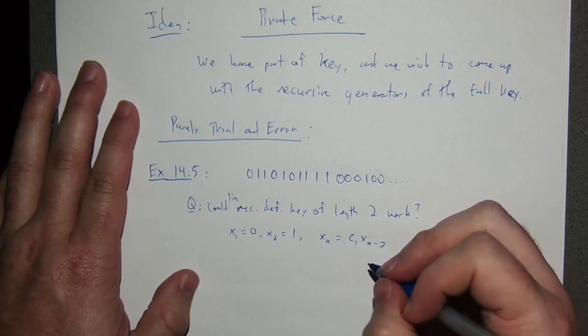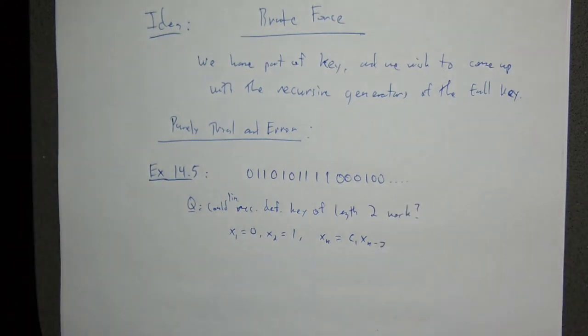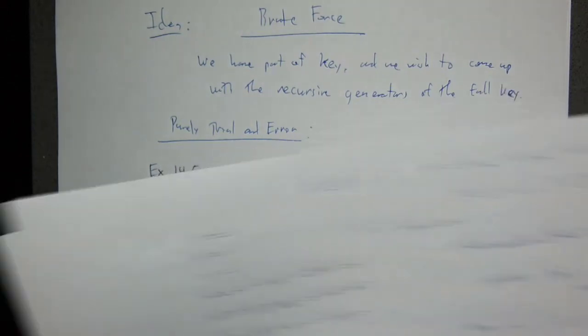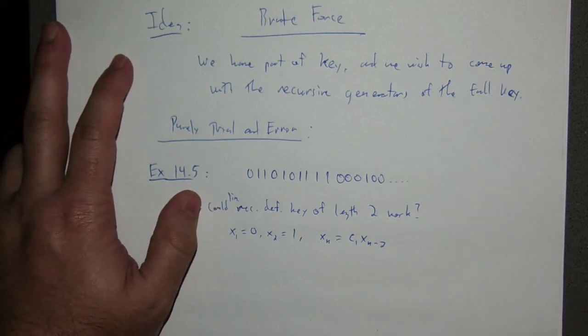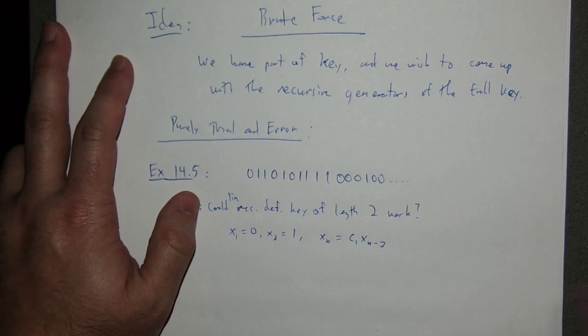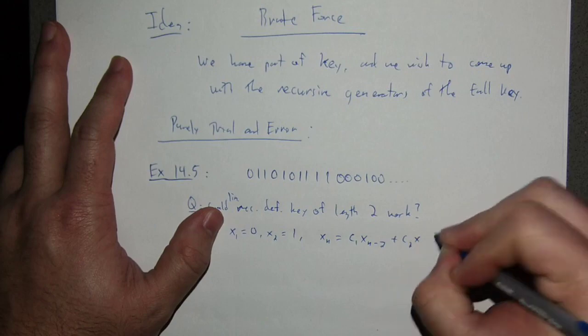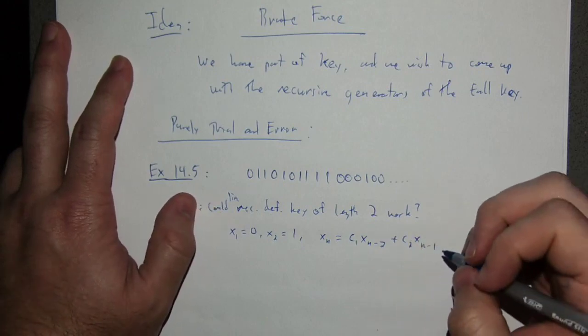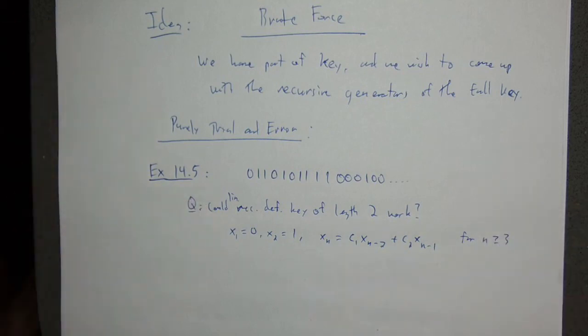They're labeling it backwards, whatever. I think a couple of pages ago I had labeled it counting up instead of counting down. That's fine. I'm just going to write it as the example has. It doesn't matter. So c sub 1 x sub n minus 2 plus c sub 2 x sub n minus 1, and that is for n greater than or equal to 3, and this addition is done mod 2.